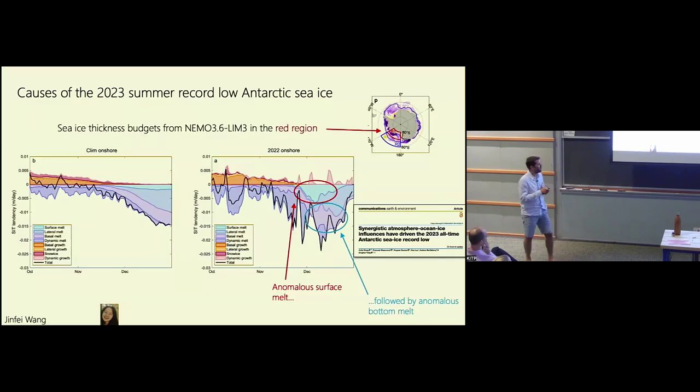So I think it's a nice way to understand how a record can be broken, first focusing on the regions, because understanding just the extent record by itself doesn't make any sense. We have to go to the regions and then try to blend observational data and modeling data to understand the physics behind that record.